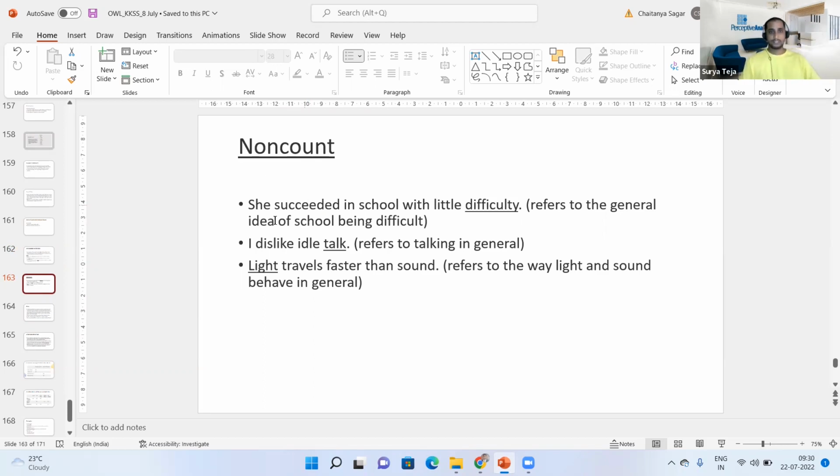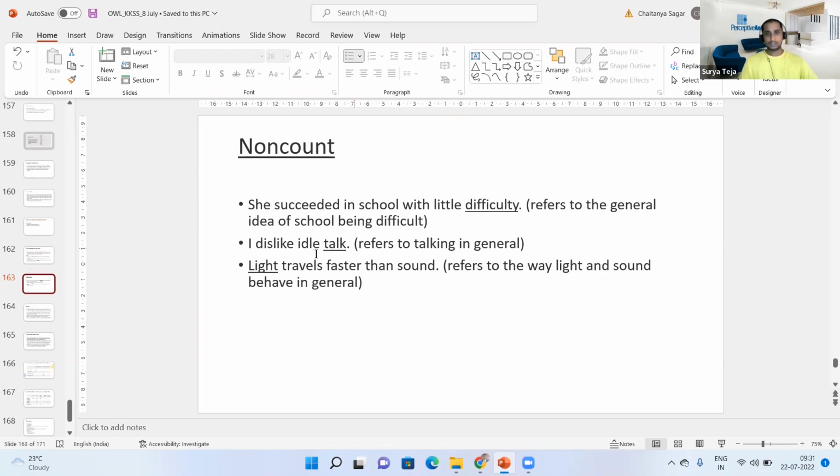If you see, she succeeded in school with little difficulty. Usually in general, they are talking about a particular idea of how children suffer in school, how they struggle to pass or to get some marks. So it is talking about a generic sense, not particularly related to an incident or a situation. She succeeded in school with little difficulty. Here the non-count noun remains applicable in a non-count sense. We cannot use the count sense because we are not talking about a specific thing.